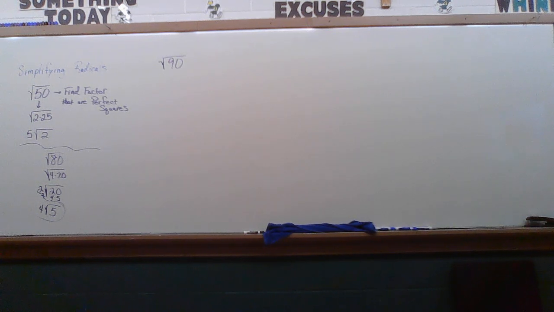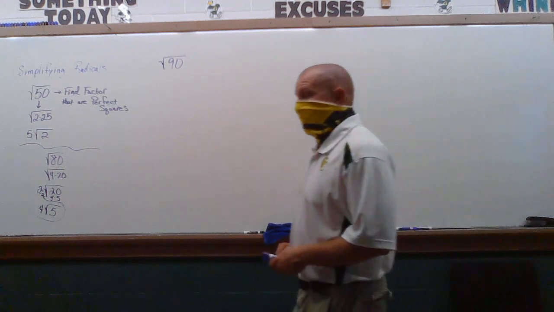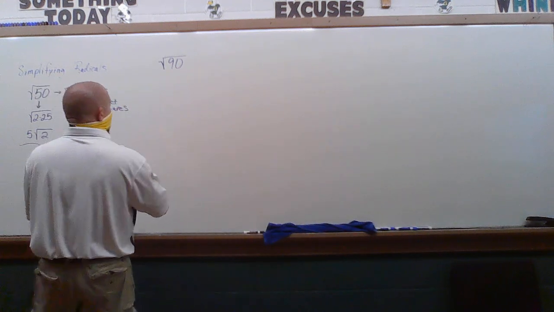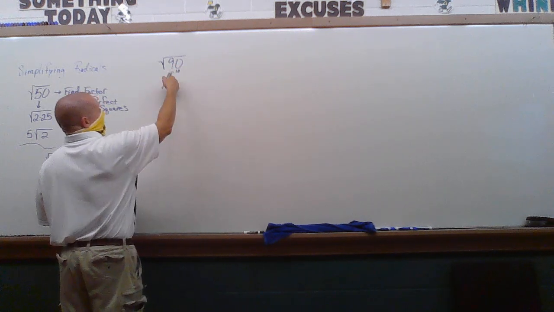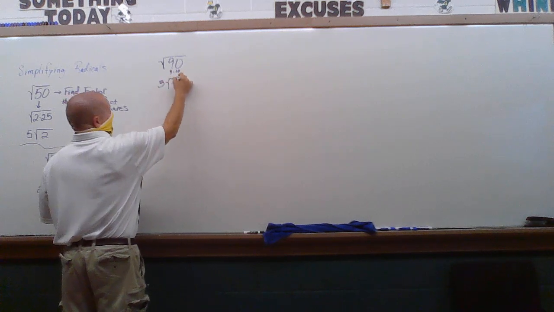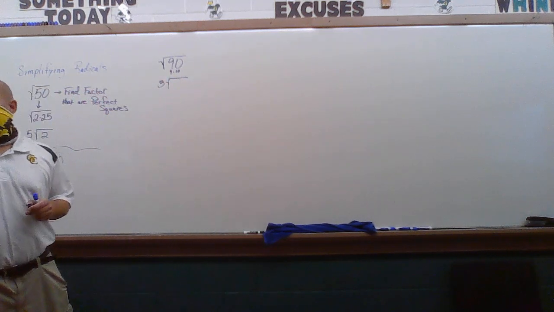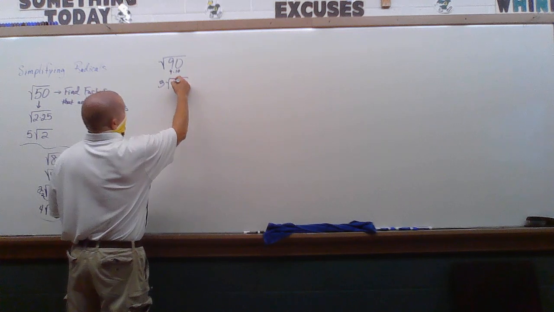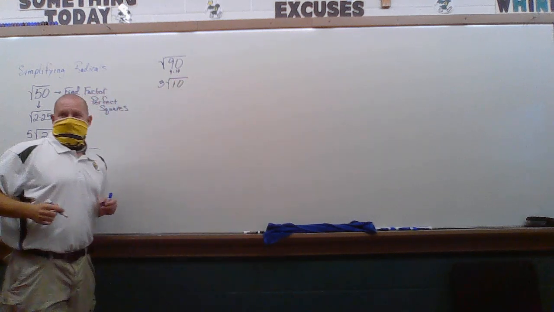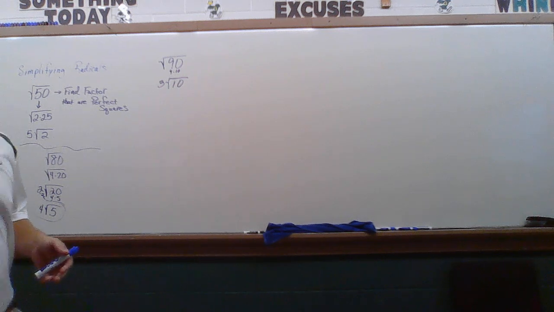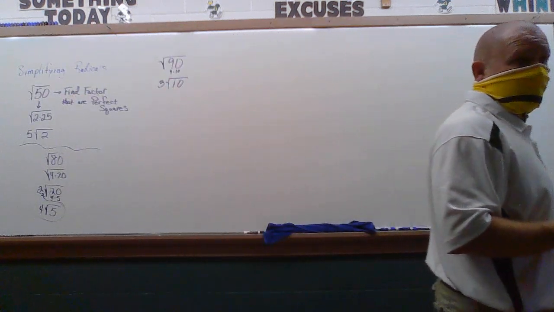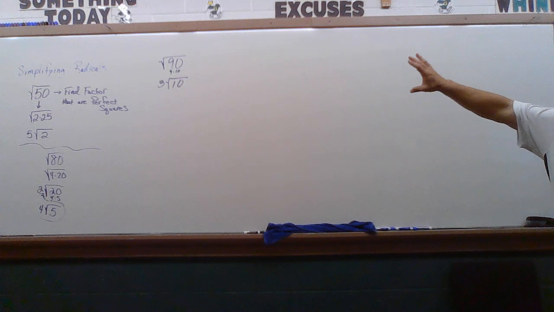How to do? What is my perfect square in 90? 9 times 10, right? Square root of 9? Where does that answer go? On the outside. Can I take the square root of 10 evenly, as a whole number? No. So I just leave 10. Can't break 10 down into anything. Well, I can again, 2 times 5, but neither one of those are perfect squares either. Okay? Any questions there?